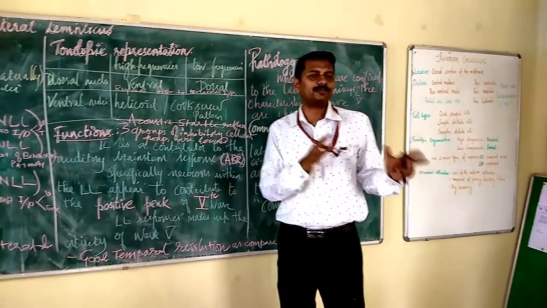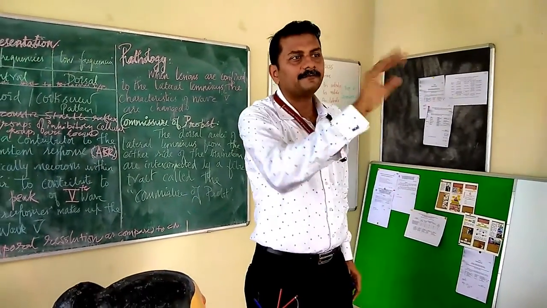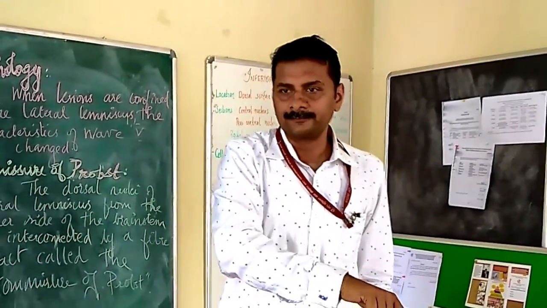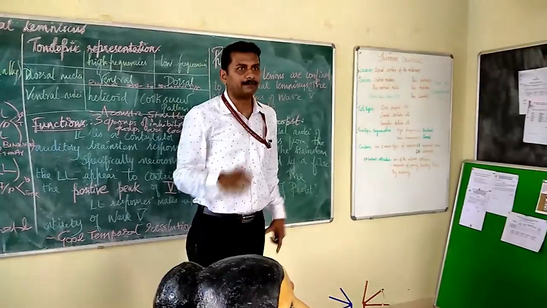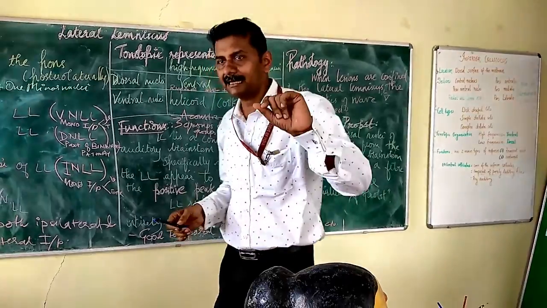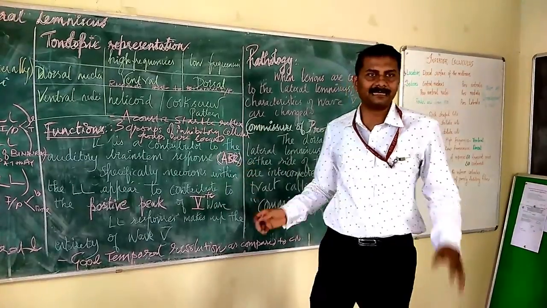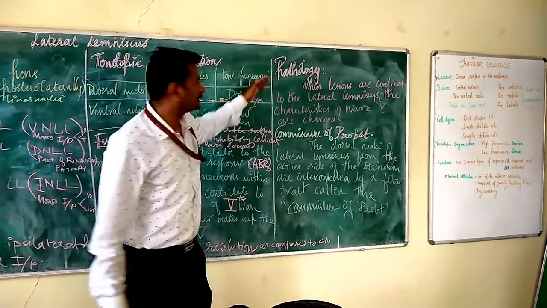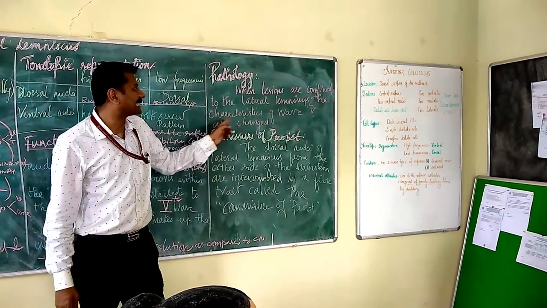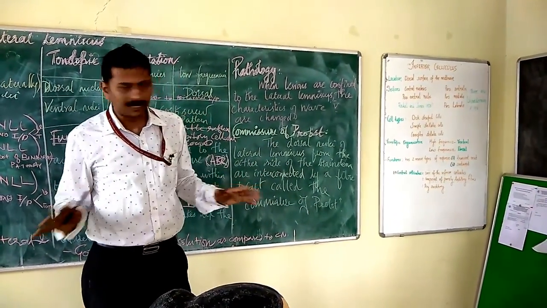Furthermore, if you test, then in the ABR, the most prominent peak of the ABR is the fifth peak. That you'll be studying later. This fifth peak has a peak and a trough. The positive peak of the fifth peak of the ABR is represented by the lateral lemniscus. Positive part of the ABR is mediated by the lateral lemniscus. Pathologies. When lesions are confined to the lateral lemniscus, the characteristic wave of the fifth peak, which is the most prominent peak, would be changing.